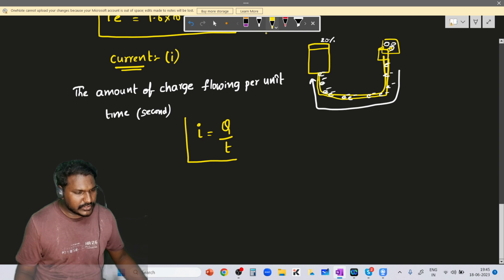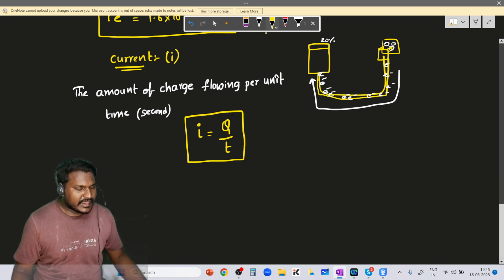Current is equal to Q by T. So current is defined as the amount of charge flowing per unit time. I is equal to Q by T. The amount of charge flowing per unit time is known as current.